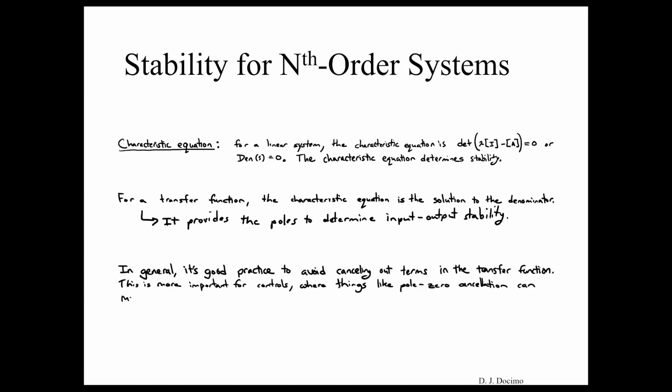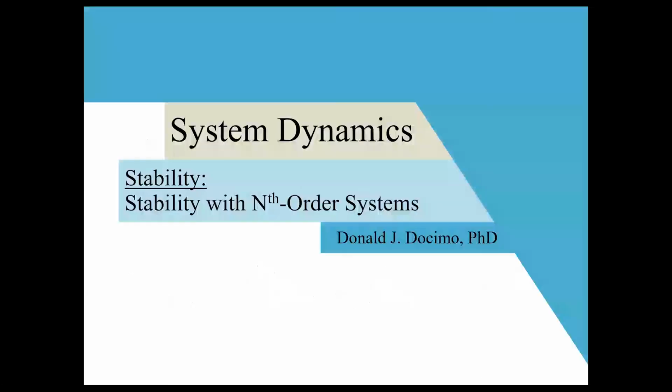In general, it's good practice to avoid canceling out terms in the transfer function. This is more important for controls, where things like pole-zero cancellation can make a system seem stable when it's actually unstable. And that's a little bit more of an advanced concept that we'll get to later. And that covers stability for nth order systems.